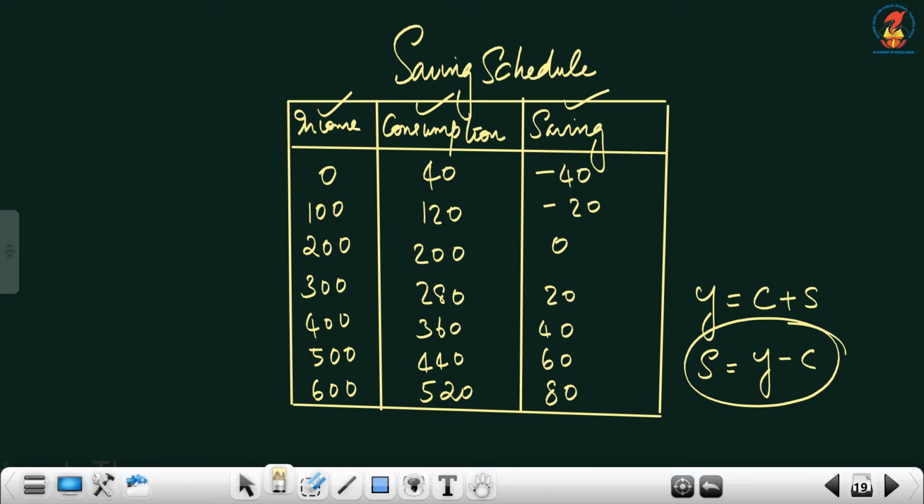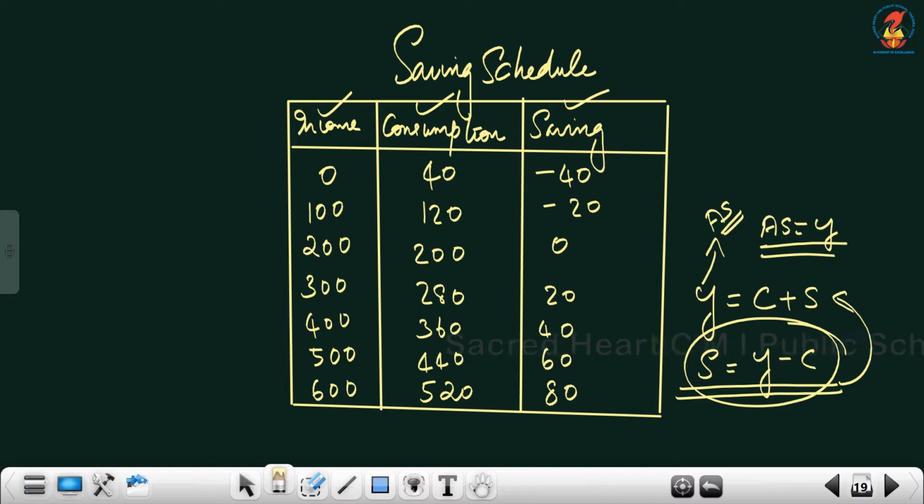Now, how will you find out the saving? So, you have the equation S is equal to Y minus C, from the equation Y is equal to C plus S. And once again I remind you, you know AS is equal to Y. That means aggregate supply is equal to income. Now Y minus C, let us see the first income level 0 and the consumption. What is Y minus C? 0 minus 40. What is that? Minus 40.